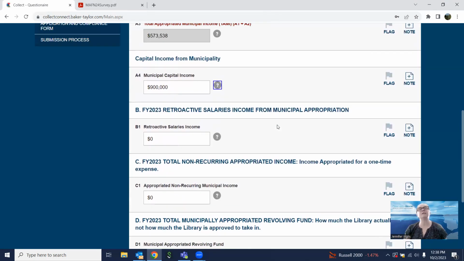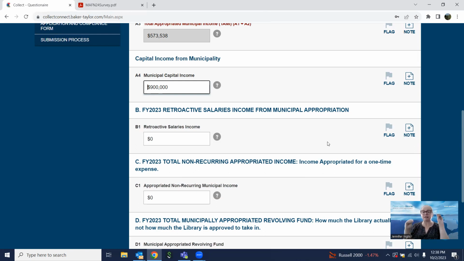And one thing that we always say about the financial form is that it's not a balance sheet. So when you do your income and you do your expenditures, they don't have to equal. So in this example here, Abington got $900,000 in capital income for the prior year, but they probably won't spend it all in 1 year. That's a pretty big chunk of money.